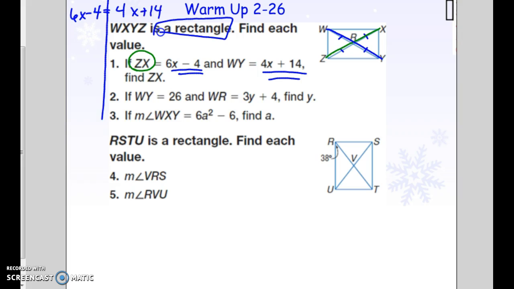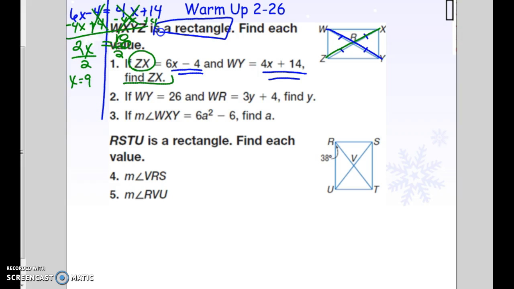Now what? Subtract what? Good. Minus 4x from both sides. Then I would add 4 to both sides, right? So 6x minus 4x is 2x. 14 plus 4 is 18. Now what? Divide by 2? Absolutely. So now I know that x is equal to 9.